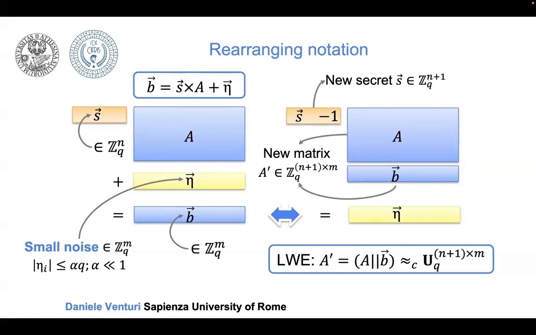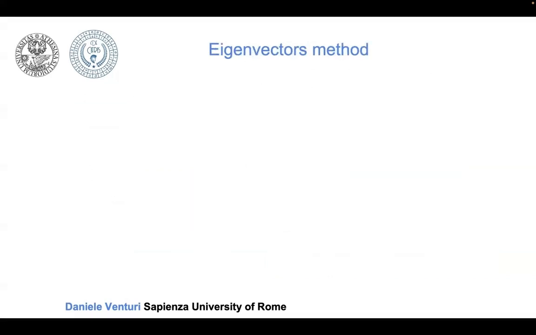And then, of course, the assumption is still the same: this matrix A with B at the end should be uniform. It's computationally hard to distinguish this matrix from uniform. It is exactly the same problem, just rearranging the notation. So it seems now we are ready to define this crypto system itself.